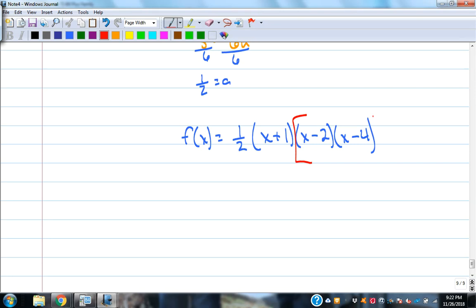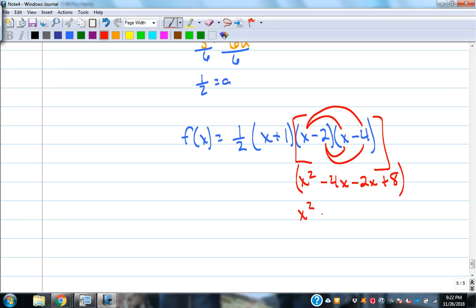So if I pick these two, x times x is x squared. X times negative 4 is negative 4x. Negative 2 times x is negative 2x. Negative 2 times negative 4 is positive 8. That simplifies to be x squared minus 6x plus 8.